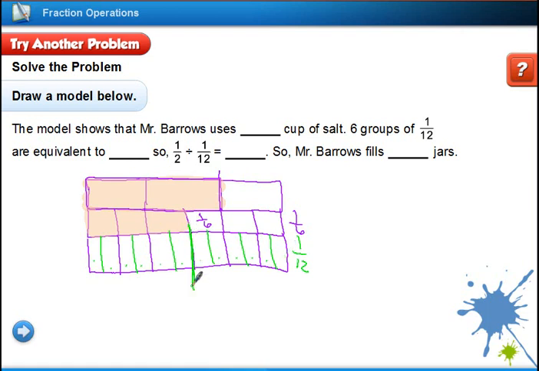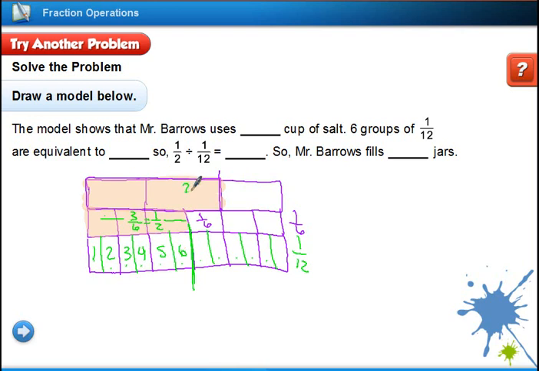How many 12ths then are in 1/2? Because this was 3/6 here. This total here is 3/6, which is equivalent to 1/2. So how many 12ths are in 1/2? 1, 2, 3, 4, 5, 6. So Mr. Barrows will be able to fill 6 jars.